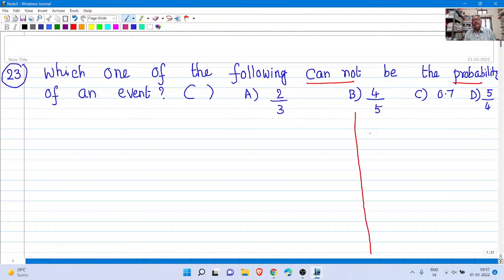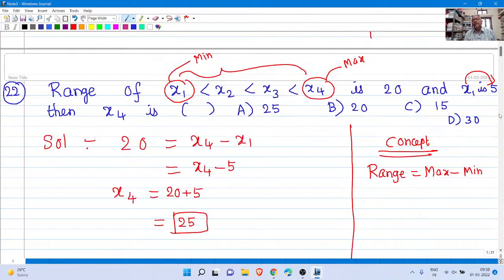See the concept. Let E be any event, then the probability of an event is always less than or equal to 1, and also it should be greater than or equal to 0. It should lie between 0 and 1. See, this is less than 1. This is also less than 1. This is also less than 1, but this one is greater than 1.